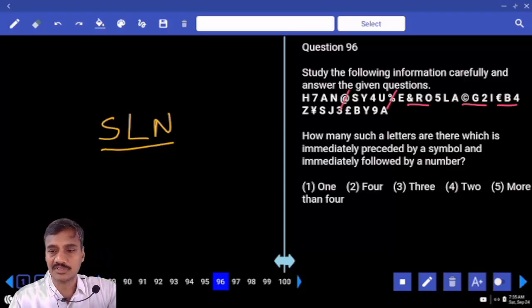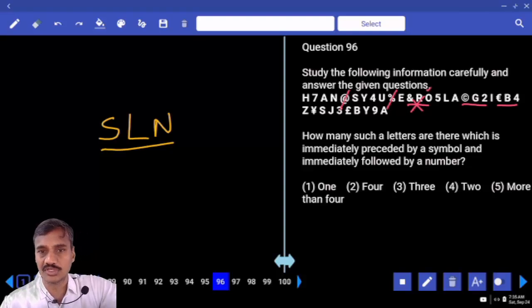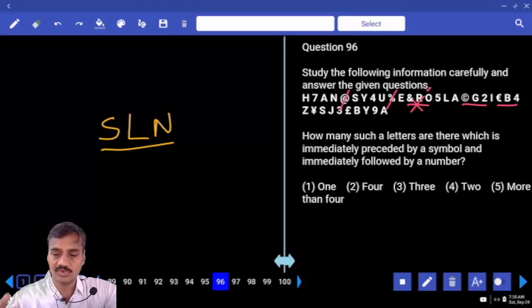Symbol undali, letter undali, sorry. This is letter O, it is not 0, it is O. And so many we have? Only 2. Only 2, that is choice 496.